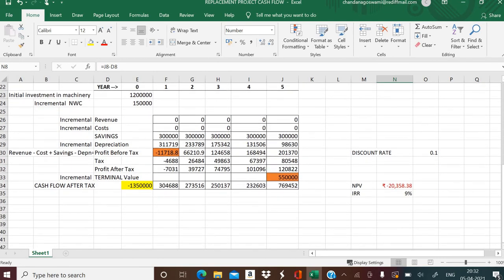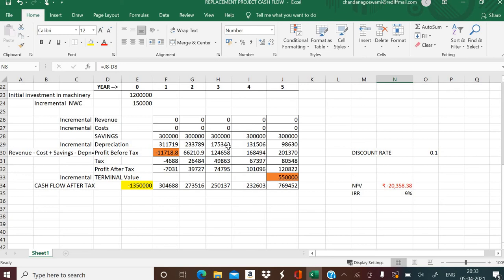So you have from year 0 to 5. In year 0, you have initial investment in machinery 12 lakhs, incremental net working capital is 1,50,000. There is no incremental revenue, so we have just plotted 0. There is no incremental cost, we have put in 0 out here. But you have a savings of 3 lakhs every year. This savings is a positive figure, it is an inflow. Then remember, you just now calculated the incremental depreciation, so we will plot these figures out here.